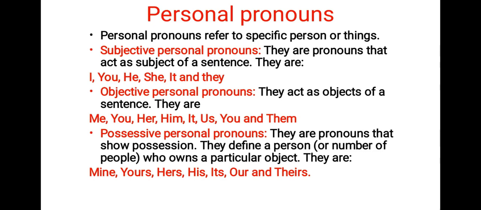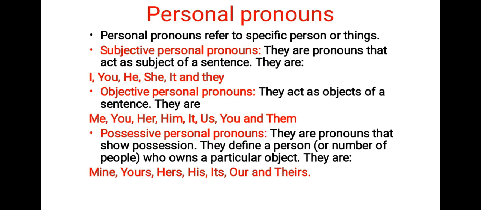Now objective personal pronouns act as objects of a sentence. They are me, you, her, him, it, us, you and them. As you can see, you can be used as a subjective personal pronoun as well, and you can be used as an objective personal pronoun as well. इसमें हम example लेते हैं. I met him yesterday. So I is a subjective personal pronoun and him in this sentence is an objective personal pronoun.